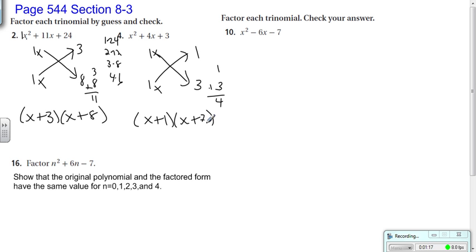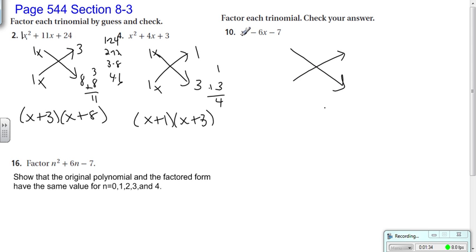So to check it, x times x is x squared. My outsides are 3x. My insides are 1x. That makes 4x. And my last times my last, 1 times 3 is 3. Number 10 is a little bit more difficult just because you have negative signs in it.